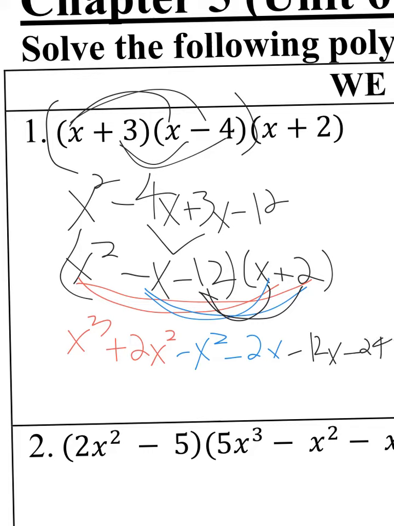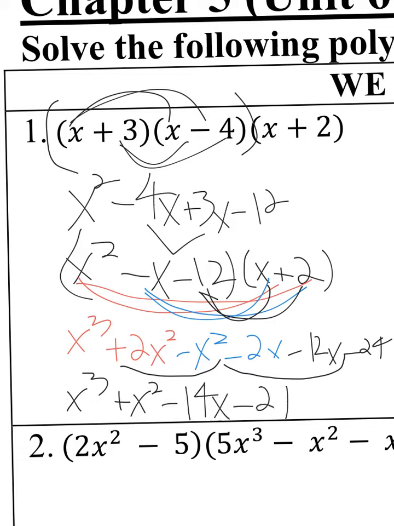So let's combine like terms and write our final answer. So we have x to the third, and then these two would combine, and then these two would combine. So that's going to make plus x squared minus 14x minus 24. And that's our final answer.